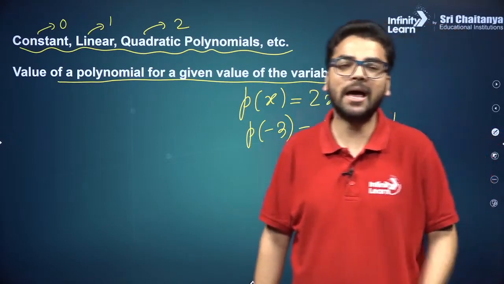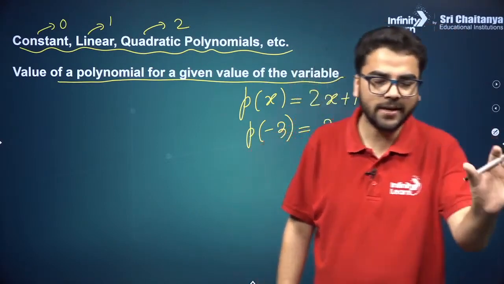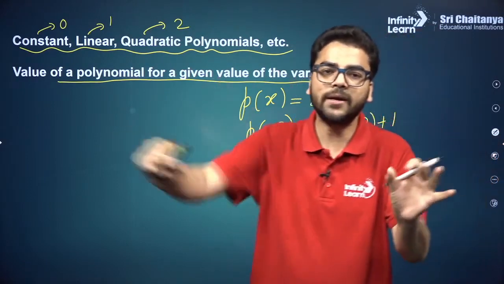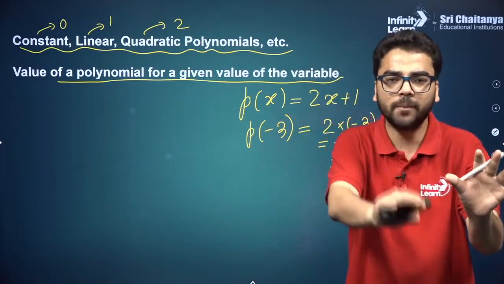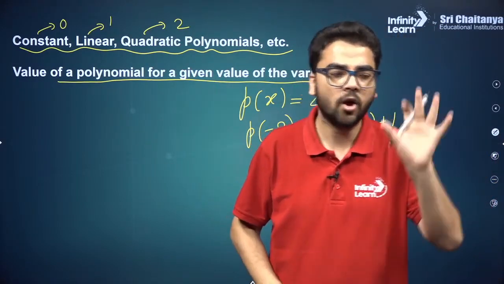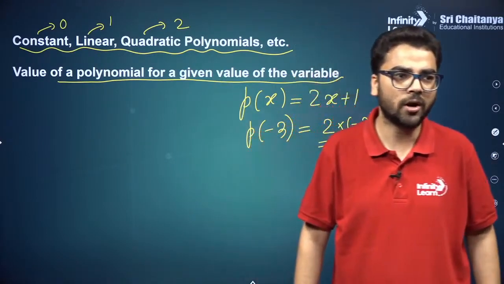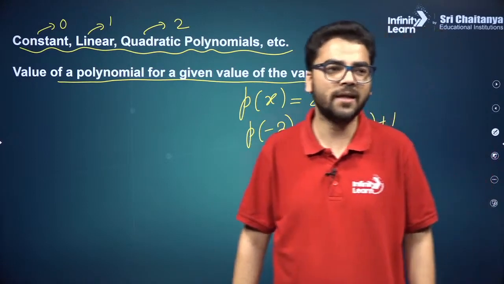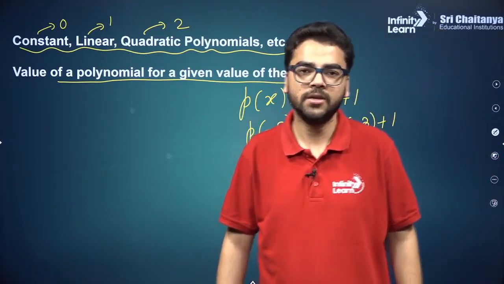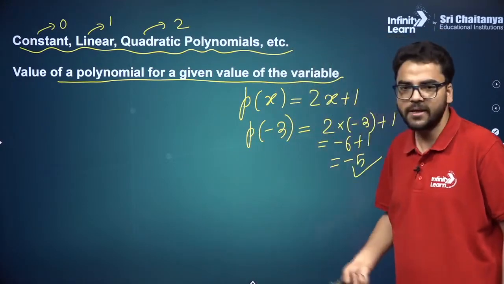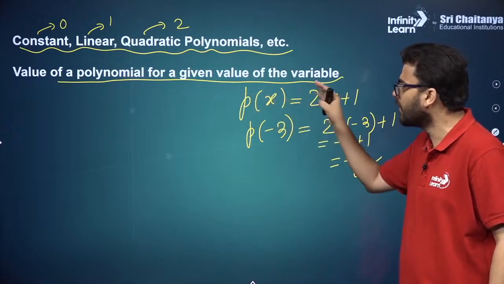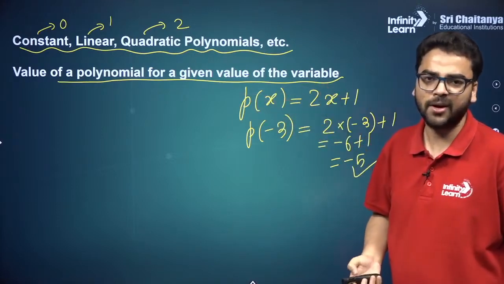In the same manner, a linear equation is what? You take a linear polynomial and equate it to 0, or you take a linear polynomial and equate it to a constant, or you take two linear polynomials and equate them. You got it or not? Only Hindi is not possible, Adarsh. I hope it is clear to you. Chalo, I hope it is clear to everybody the meaning of value of polynomial for given value of the variable. Right?